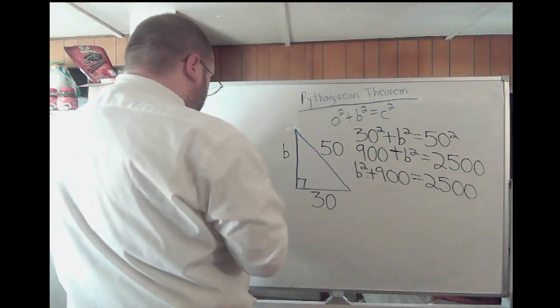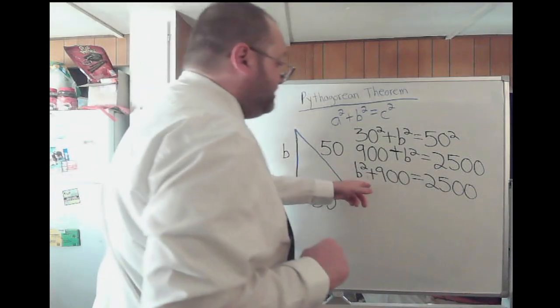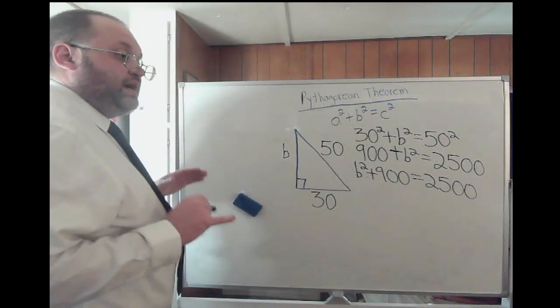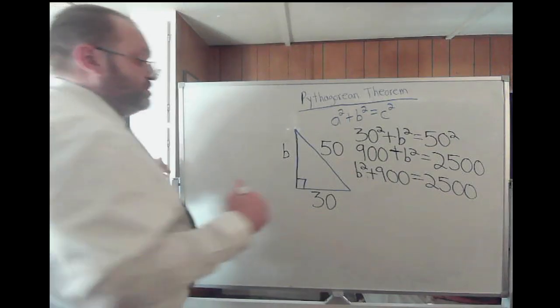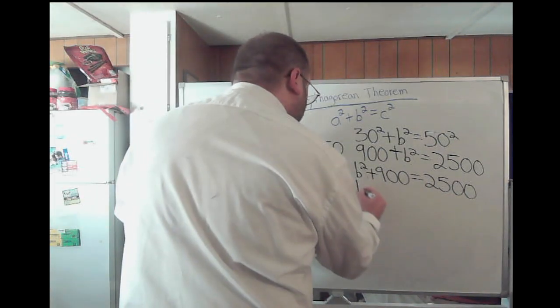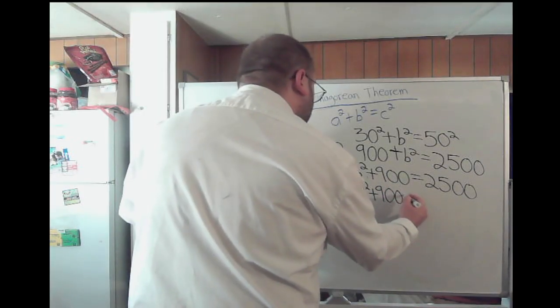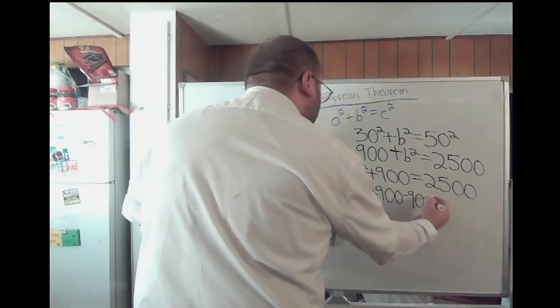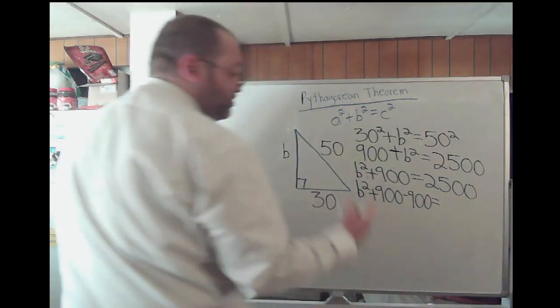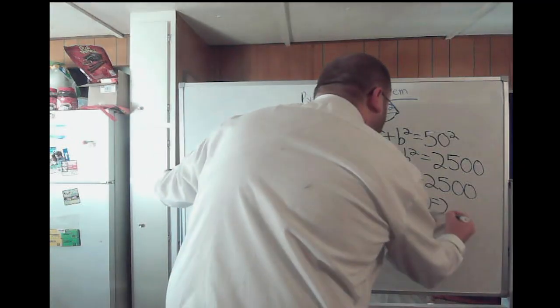Okay, well, we got b squared plus 900. We want to just get b squared by itself. So in order to do that, we got to subtract 900 from both sides. So you'll have b squared plus 900 minus 900 is equal to... what you do to one side, you got to do to the other.